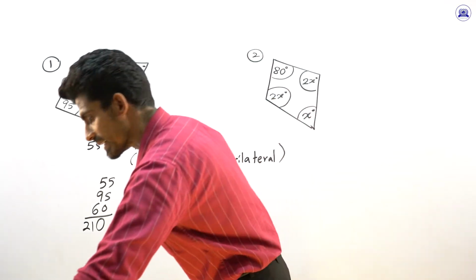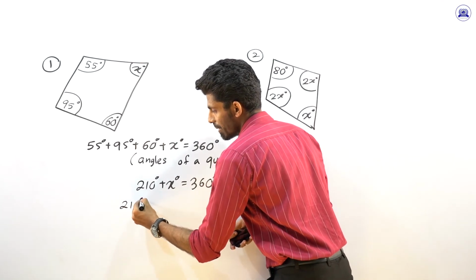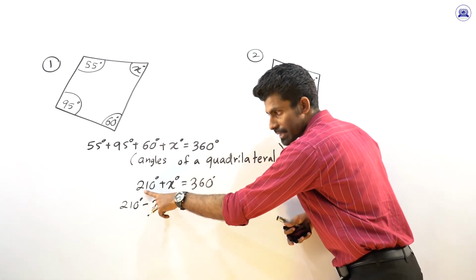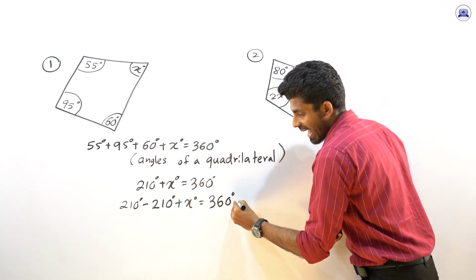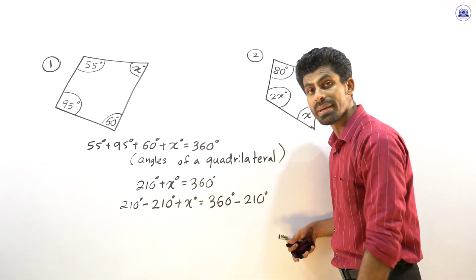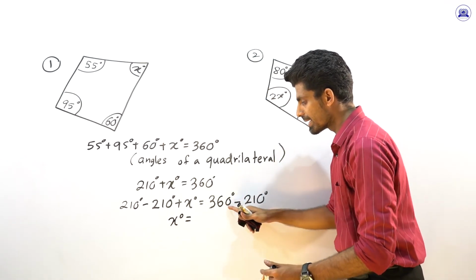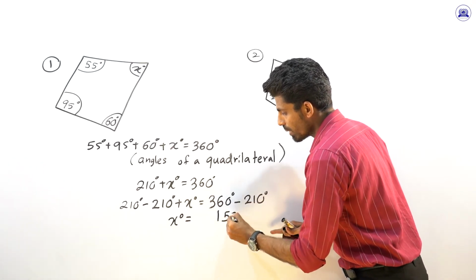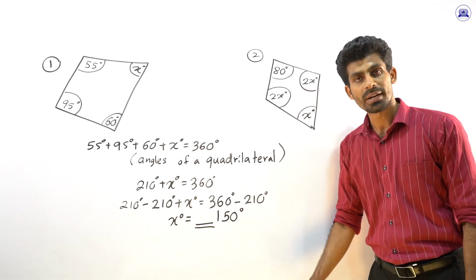So I'm going to clear this one. To remove the 210, you need to add minus 210 to both sides. 210 minus 210 will be cancelled out, so x equals 360 minus 210. 0 minus 0 is 0, 6 minus 1 is 5, 3 minus 2 is 1. X equals 150.